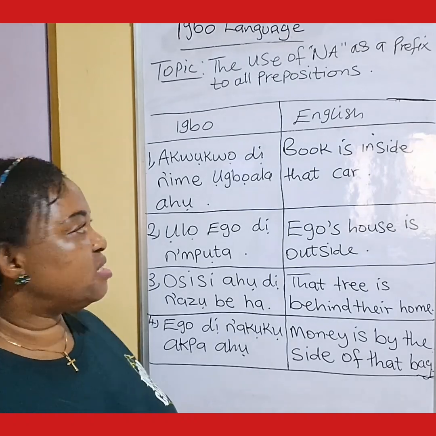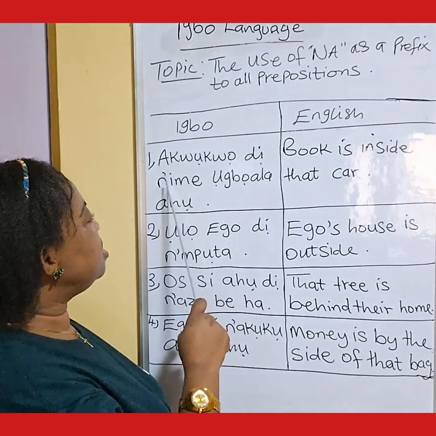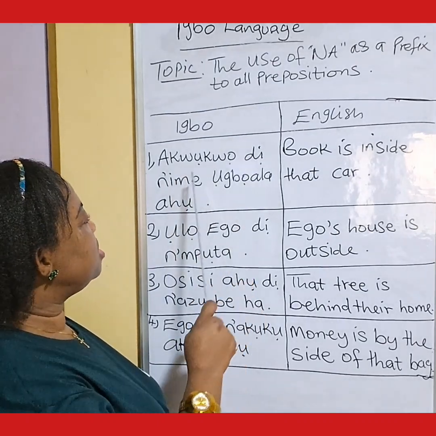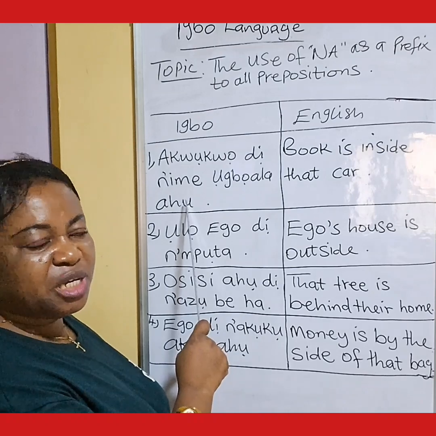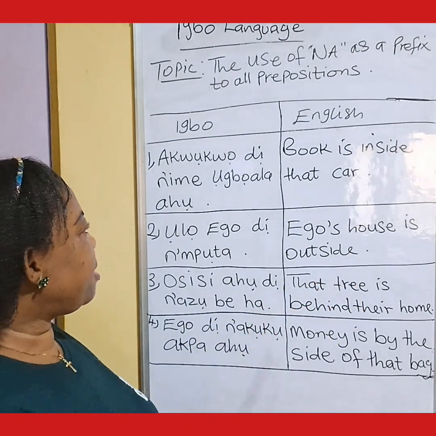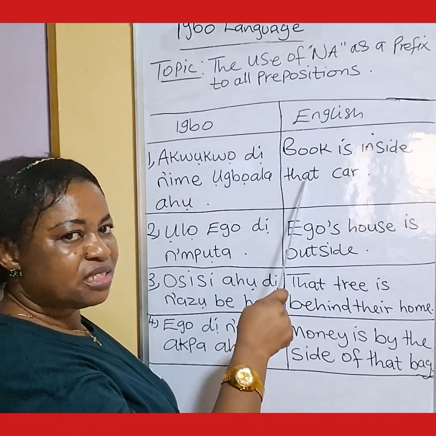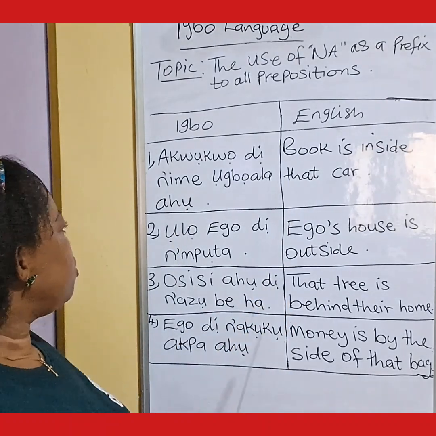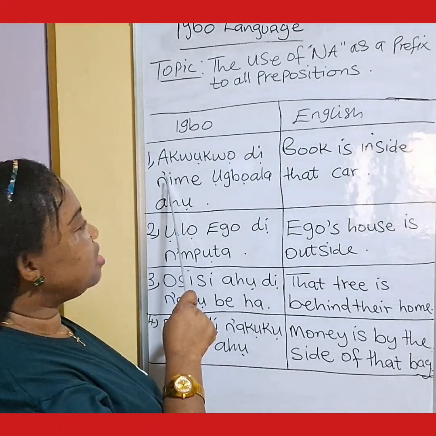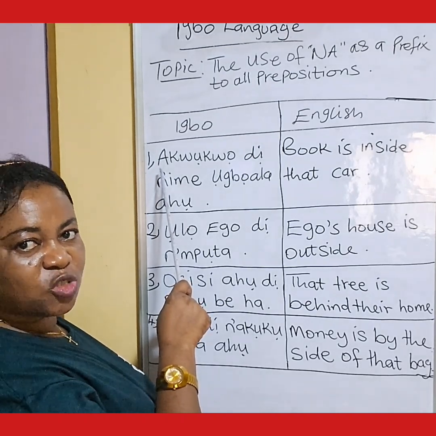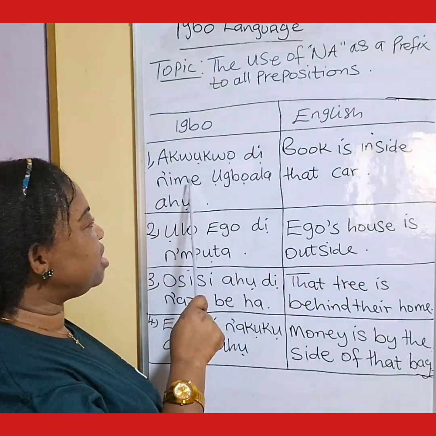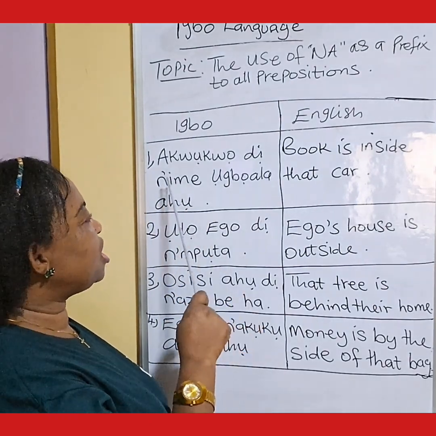Number 1 sentence says, akwụkwọ dị n'ime ụgbọala ahụ. Meaning, the book is inside that car. Remember, ahụ means that. You can see that here we remove a and put a comma on top of it. It becomes n'ime ụgbọala and not na ime.